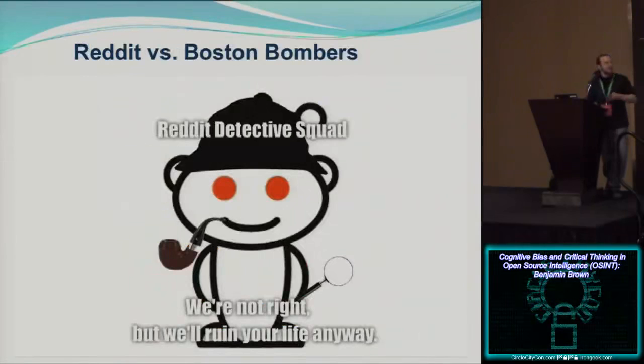The first one I'll talk about is Reddit and the Boston bombers. When the Boston bombings occurred, and the police and the FBI and other agencies were out looking for who committed this crime, the internet community at Reddit wanted to play detective. They got together and started doing analysis of lots of different things.